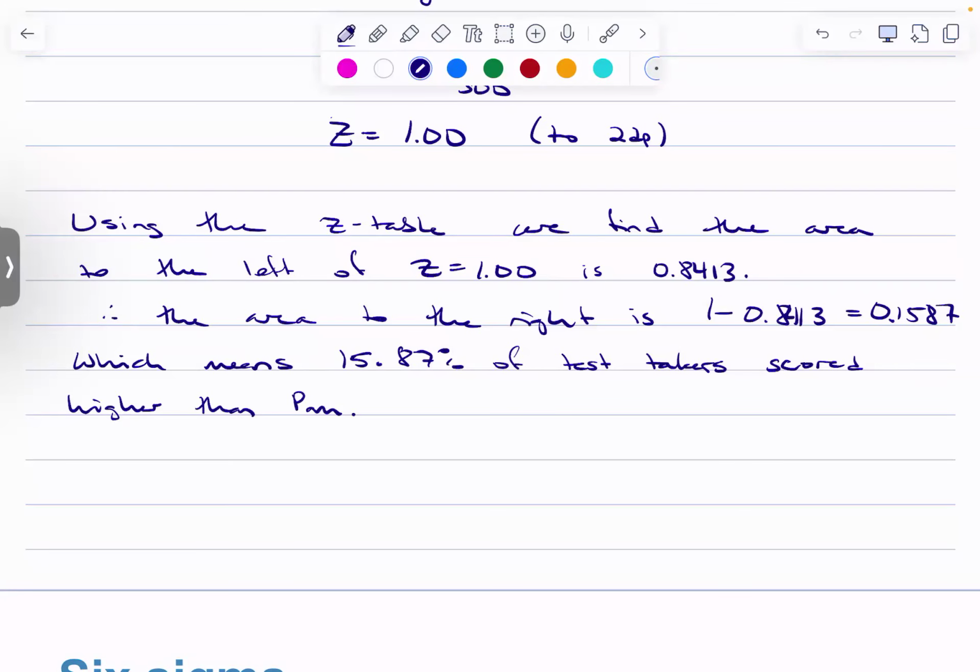Which is also a probability. The probability of scoring higher than Pam is 0.1587. That's more of a stretch, I know, but that's true as well.